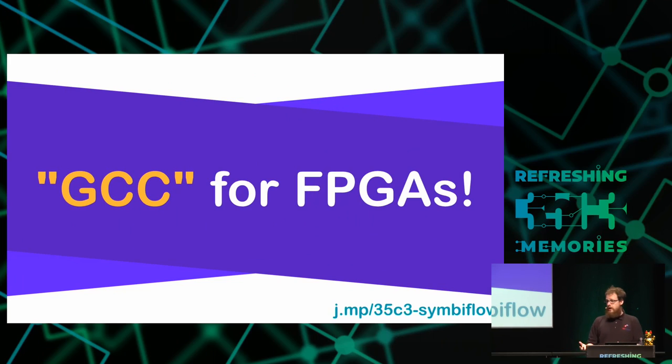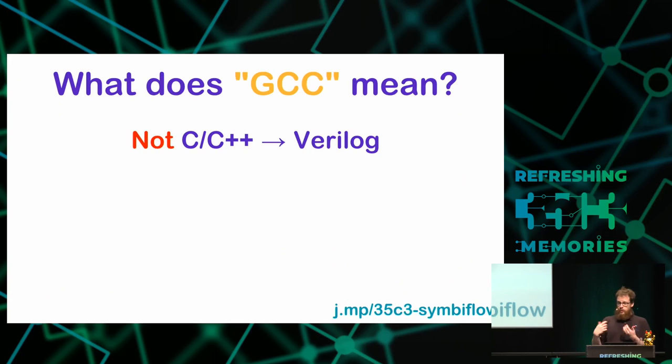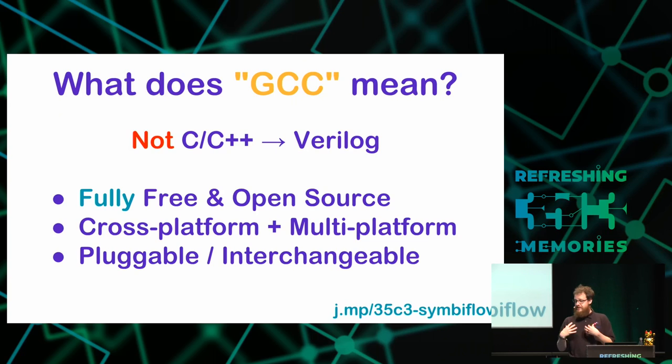As you saw in the title, we describe this as GCC for FPGAs. When I'm talking about that, I don't mean we're taking C and C++ and converting it into Verilog or directly into something that runs on the FPGA. I'm using it as an analogy. Some of the core parts of what make GCC GCC is that it's completely free and open. It's cross-platform and multi-platform, and it has a pluggable, interchangeable architecture. And that is what we want for SymbiFlow. We want an end-to-end, fully free and open-source toolchain. We want a toolchain that targets multiple platforms, multiple types of FPGAs, not just one vendor's FPGA. And we want to enable an ecosystem which has a whole bunch of different attempts and different ways of plugging together the tooling.